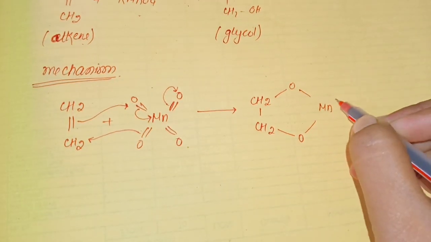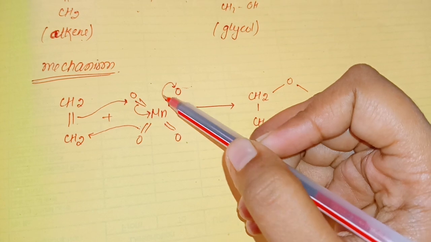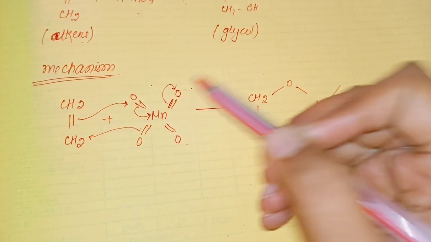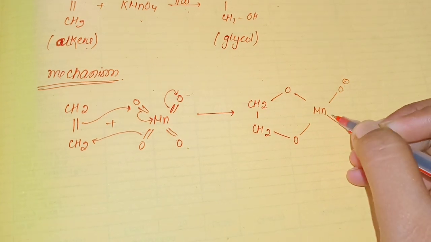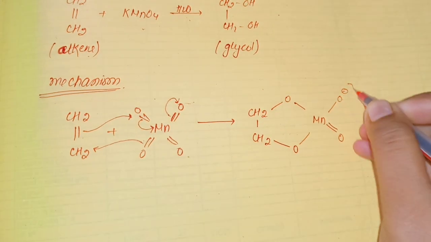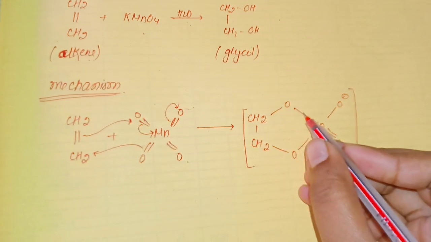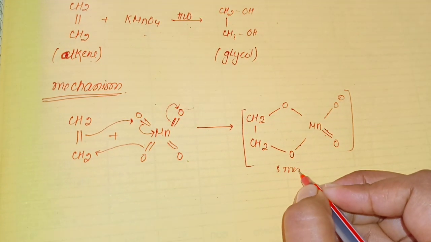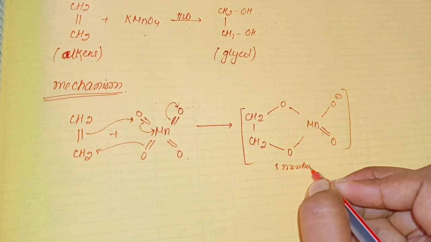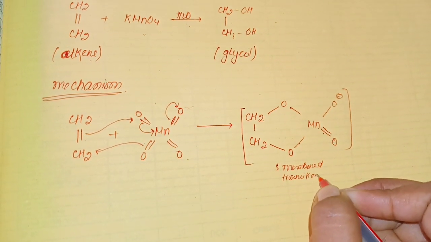Here what has happened? The O bond breaks down and the electrons go to the negative sign. So here it becomes O negative and here it becomes double bond O as usual. Here what we get is a 5-member transition state. See here, 1, 2, 3, 4, 5. Here I can write 5-member transition state.